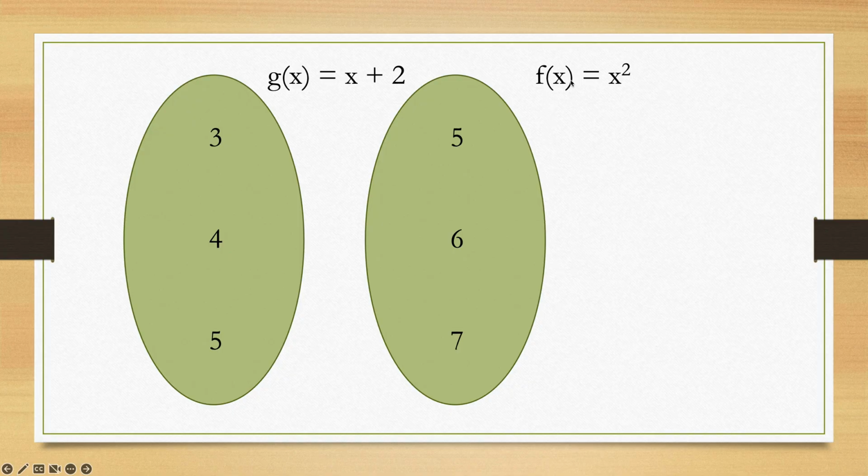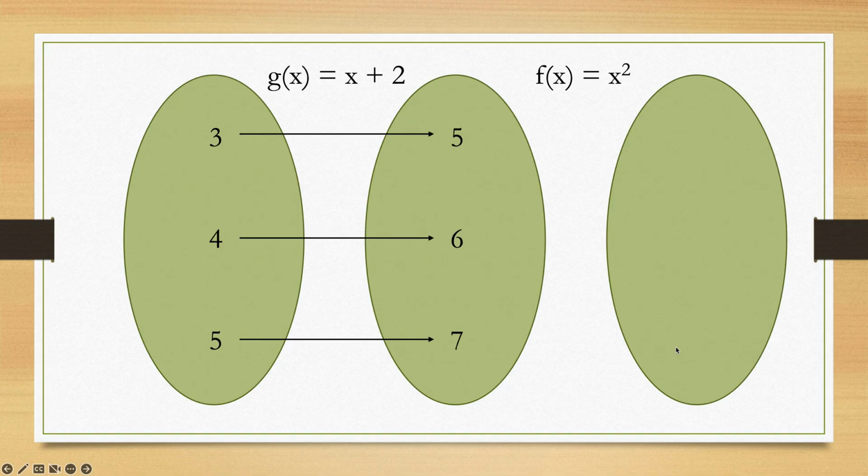Now, the f function squares the input. If I then add a place for f to work on its input, notice that the range of G, the outputs from G, become the inputs or the domain for f of x. So for f of x, I have to square each of them. So what's 5 squared? 25. What's 6 squared? 36. What's 7 squared? 49.